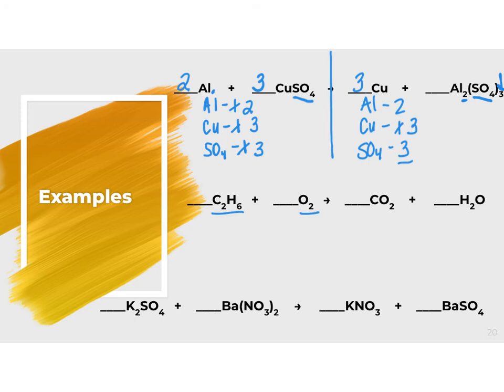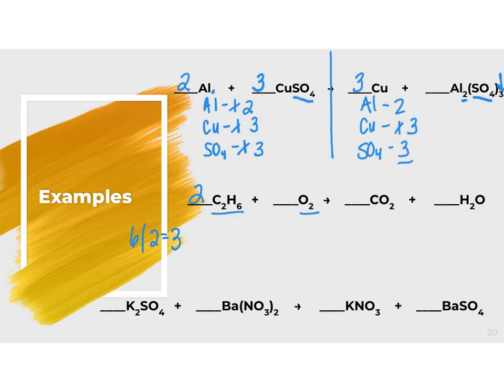if that's an even number or an odd number. If it's an even number, I generally leave my C2H6. However, if it's an odd number, so 6 divided by 2 equals 3, which is odd, I'm going to multiply this whole thing by 2. So my hydrocarbon gets multiplied by 2, and then I'm going to balance out my carbons and my hydrogens first before I do my oxygens.